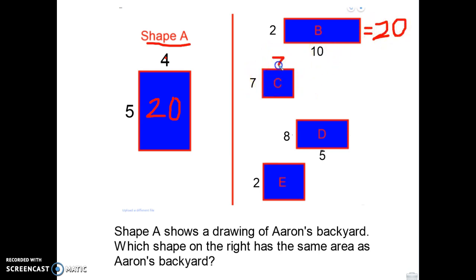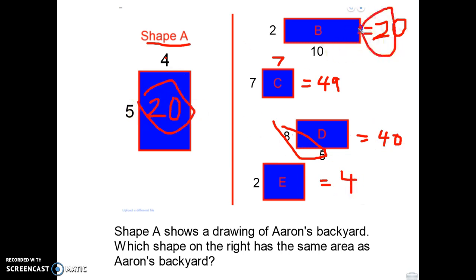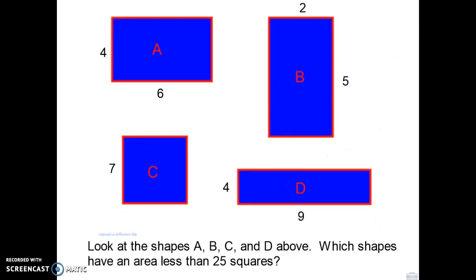7, I know there's another 7 here. 7 times 7 would equal 49. 8 times 5 would be 40. And 2 times 2 would equal 4. So 20 here, 20 here. It would be shape B. Bam. All right, next one.